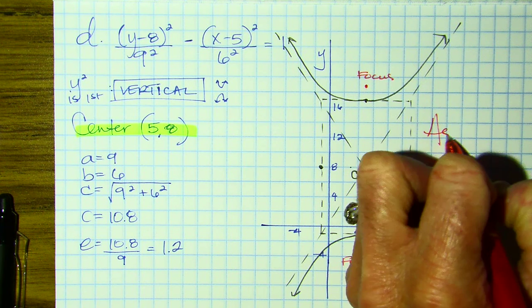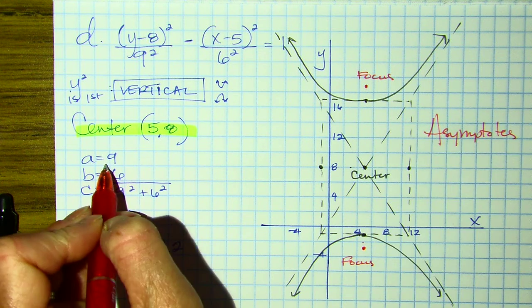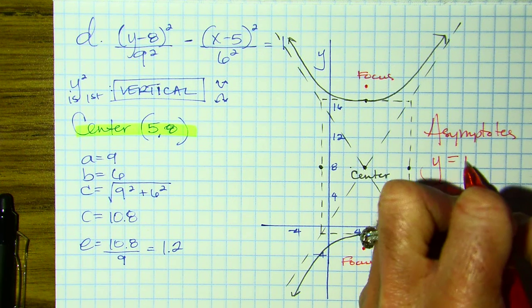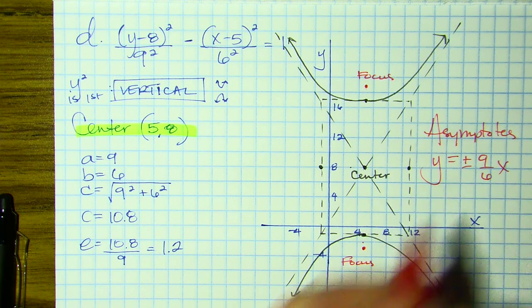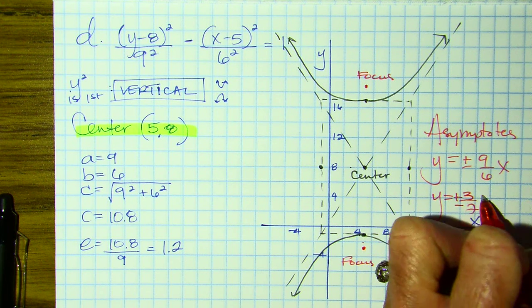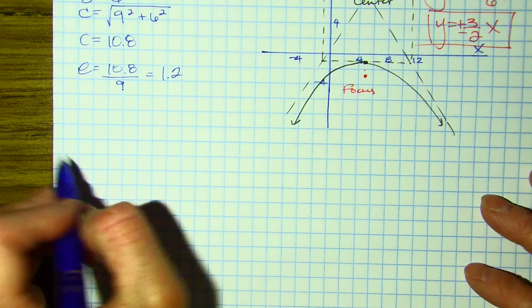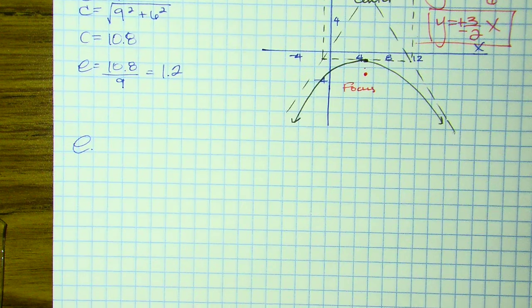My asymptotes, I went up 9 and over 6. So y equals plus or minus 9 over 6, or y equals 3 plus or minus 3 over 2x if you reduce it. All right, last one, and I'm bummed they didn't provide another one like this.